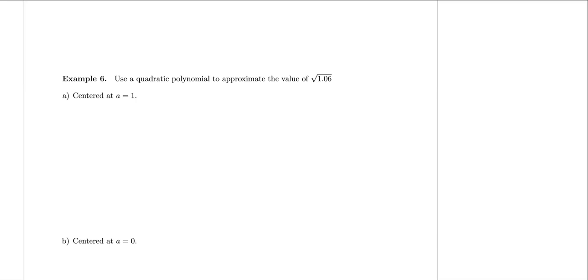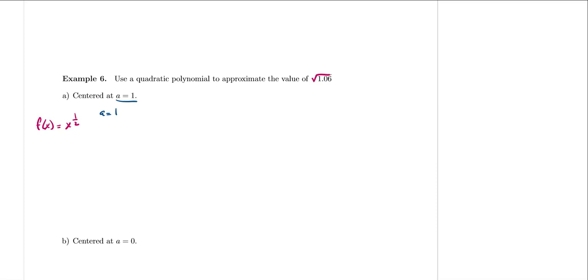In this problem, though, we're not given the function. So if we're taking a look at the square root of 1.06, it seems like our function is the square root function. So our f of x should be the square root of x, which I'll write here as x to the 1/2. Now for this part, we're centering at a equals 1, so we're going to need to evaluate our function and its derivatives at a equals 1.